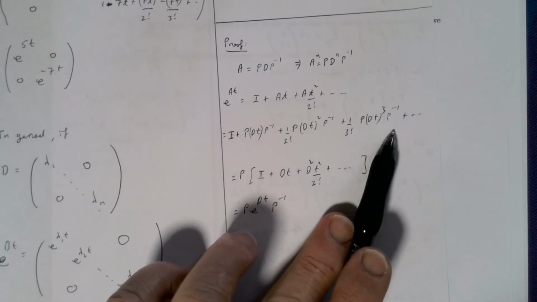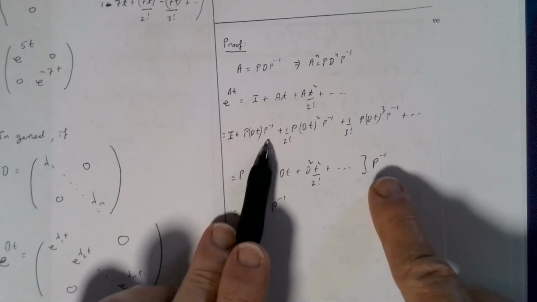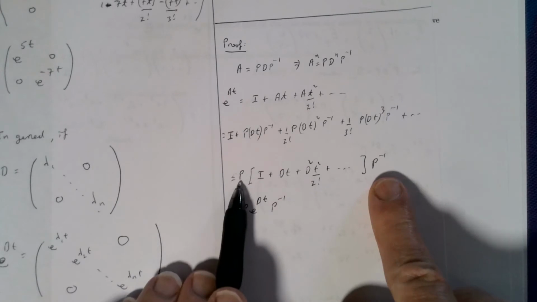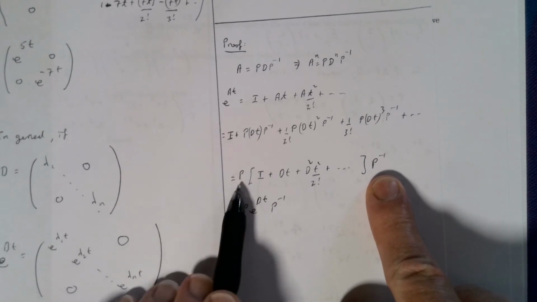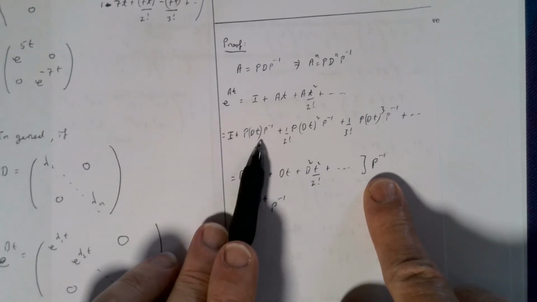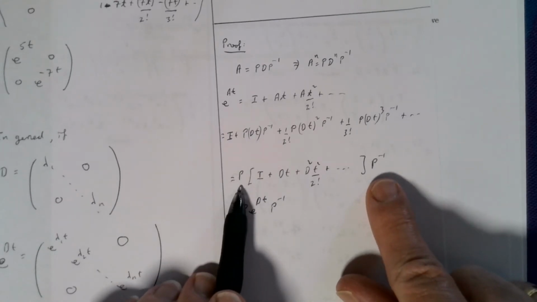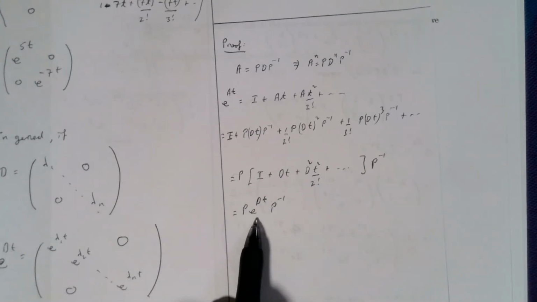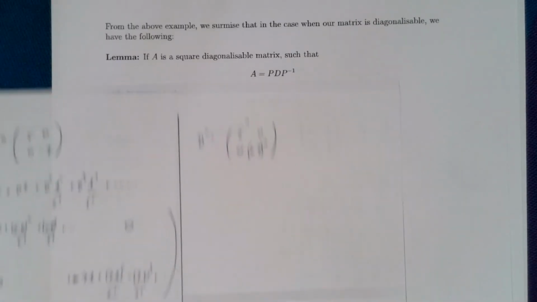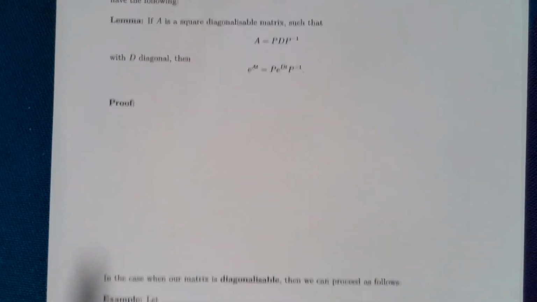Now out of this I can factorize a P out of this end, and then a P inverse out of the other end. So if you look at the first term, we get P I P inverse, but that's just I. Then I'll get P Dt P inverse, and that's the term there, and so on through. So I can factor a P out from the left and a P inverse from the right, and this expression in here, of course, is just e to the Dt. So there's a nice little proof of the fact that if we've got a diagonalizable matrix, then we can find e to the At fairly easily.